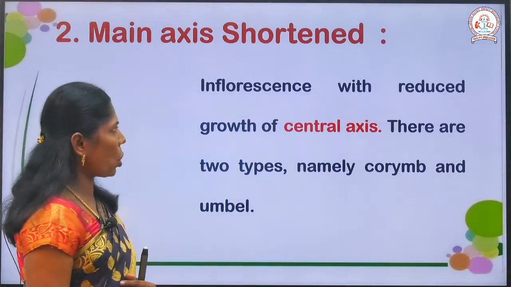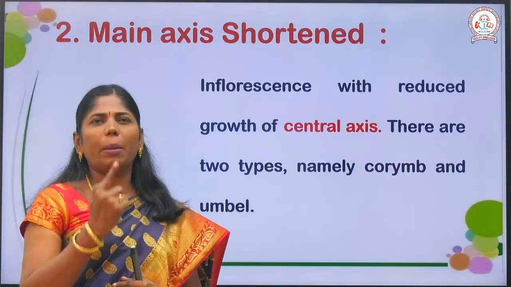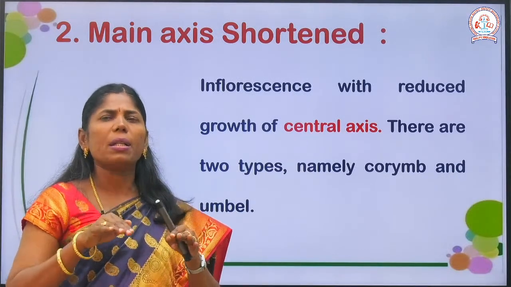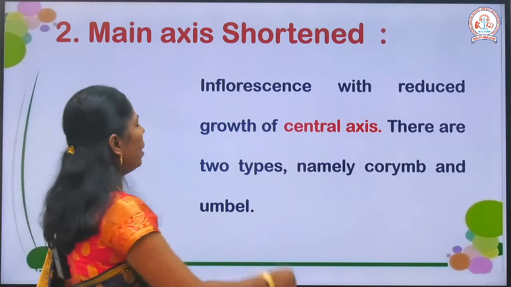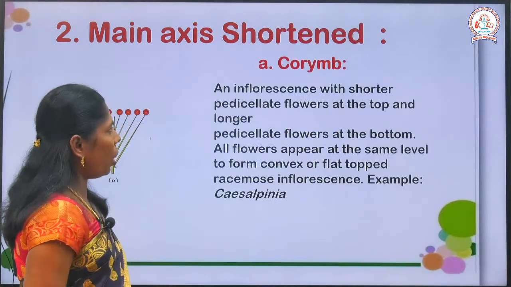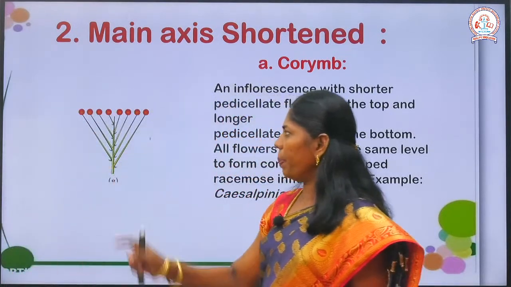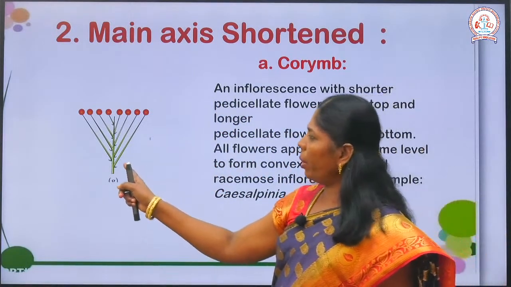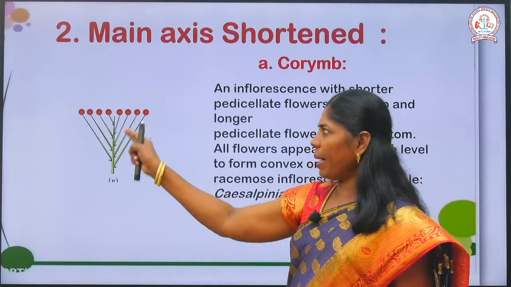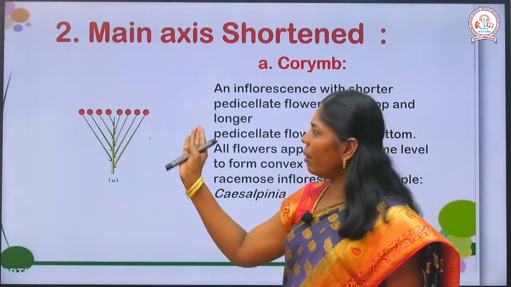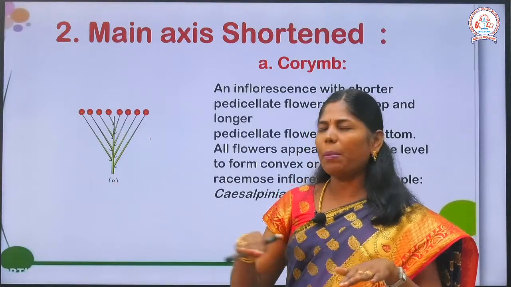Another one we are going to see is the type where the main axis is shortened. Actually, when the main axis is shortened, all the pedicels may be more or less equal in size. There are two types: one is the Corymb, another one is the umbel type. In the Corymb we can see two types of pedicels: one is a longer pedicel, another one is a shorter pedicel. Longer pedicels we can see in the lower branches and the shorter pedicels in the upper branches. In the upper layer of the main axis, we can see more or less all the flowers at the same level, maintaining the same level.